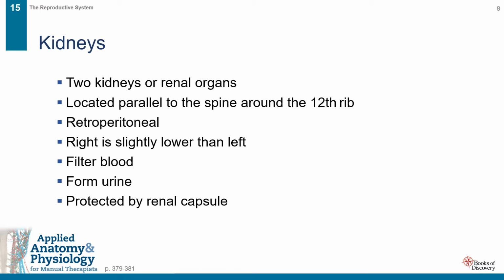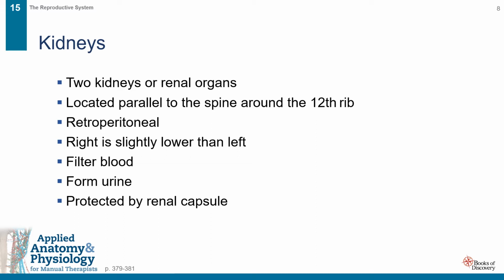The kidneys, or renal organs, are responsible for filtering blood and forming urine, or liquid waste. Each kidney is a bean-shaped organ about the size of a fist, situated parallel to the spine and posterior to the peritoneum lining of the abdominal pelvic cavity. The right kidney sits slightly lower than the left to accommodate the liver.